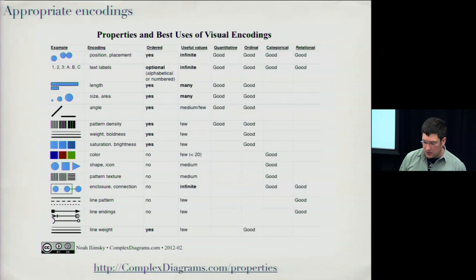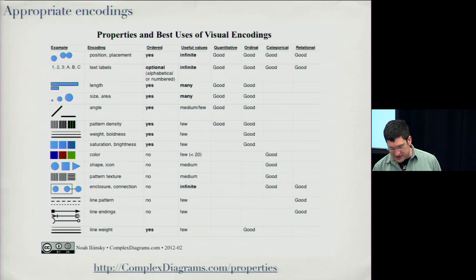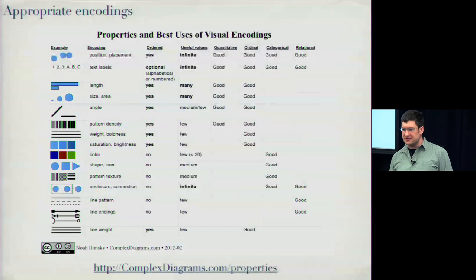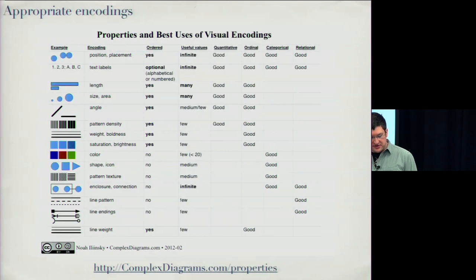So we'll come back to this. There's one more example here that I'm going to put to you to think about for a little while, and that's color. So we're not talking about brightness, we're not talking about saturation, we're talking about color cycling through the rainbow.